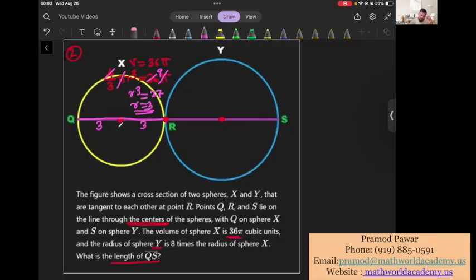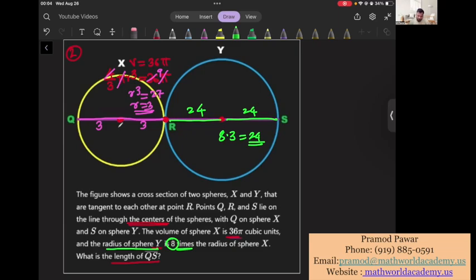Now for the second sphere Y, the question tells us that the radius of the sphere Y is 8 times that. The radius of the sphere X was 3. So the radius of the second sphere was 8 times that, which is 24. But remember, 24 is only the radius. So only this part is 24. Then this part is also 24 because your diameter will become 48 now.